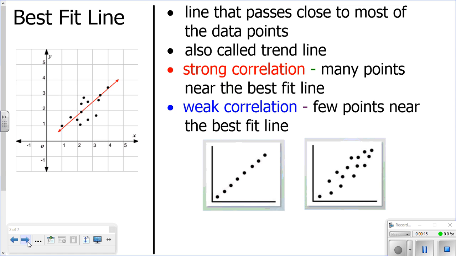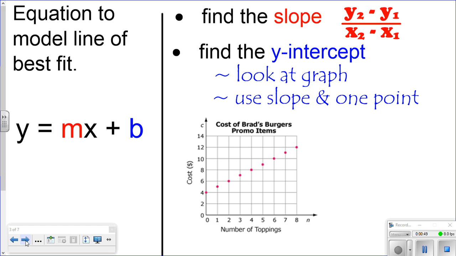So best fit line is a line that passes as close to the data points as you can get. It's also called a trend line. And if the points are really close to the best fit line, that means it's a strong correlation. And if they're further away from the best fit line, it might be a weaker correlation. So in this one, when we draw this line, most of our points are very close, so it's a strong correlation. In this one, when I draw my best fit line, the points are close, but not as close as this one, so it's a weaker relationship.